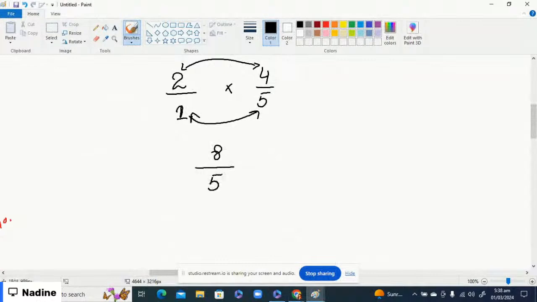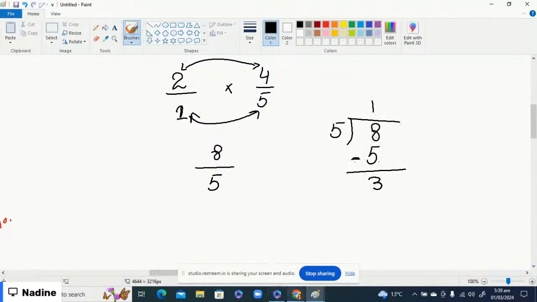Now look. They are saying to convert it into a mixed or whole number. But this is an improper fraction, so 8 is basically divided by 5. So how can we divide it? Let's do it. 8 is inside, 5 is outside. Then 5 times 1 is 5. Then after subtraction, 8 minus 5, the answer is 3.